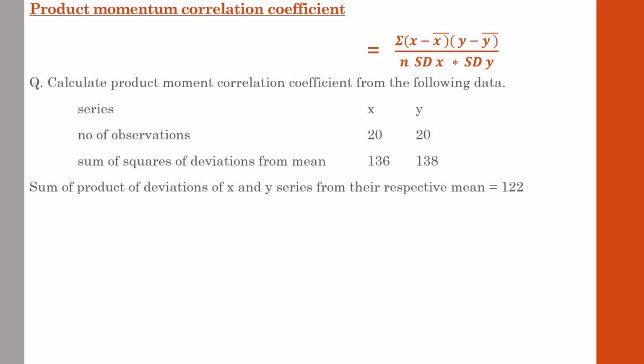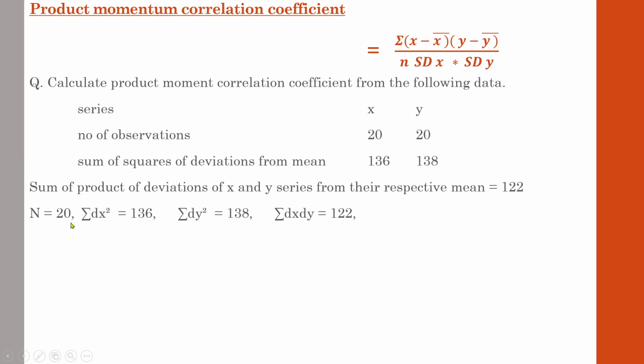And the sum of the product of deviations of x and y series from their respective mean is 122. Don't get confused with the sentence or typing. Just understand the concept. Here, let us pinpoint each detail to a simple form. See, here the number of observations is given. Number of observations means number of items. In x there will be 20 items. In y there will be 20 items.